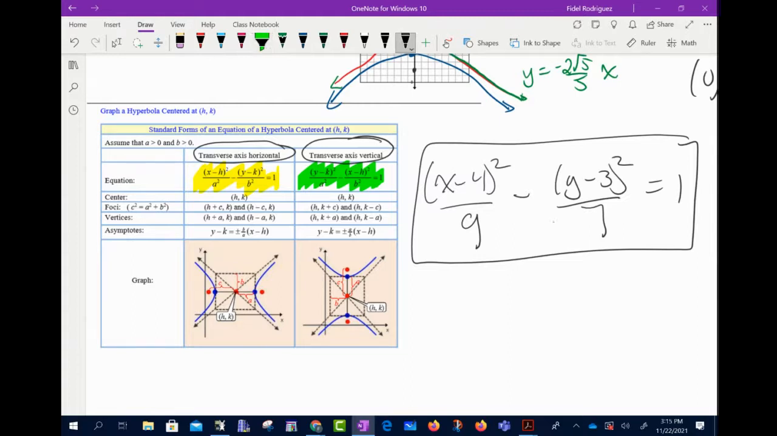Okay, so guys, just like we did before, the center is the point h, k. So remember, if I look at this problem here, what would you say the center of that hyperbola is?